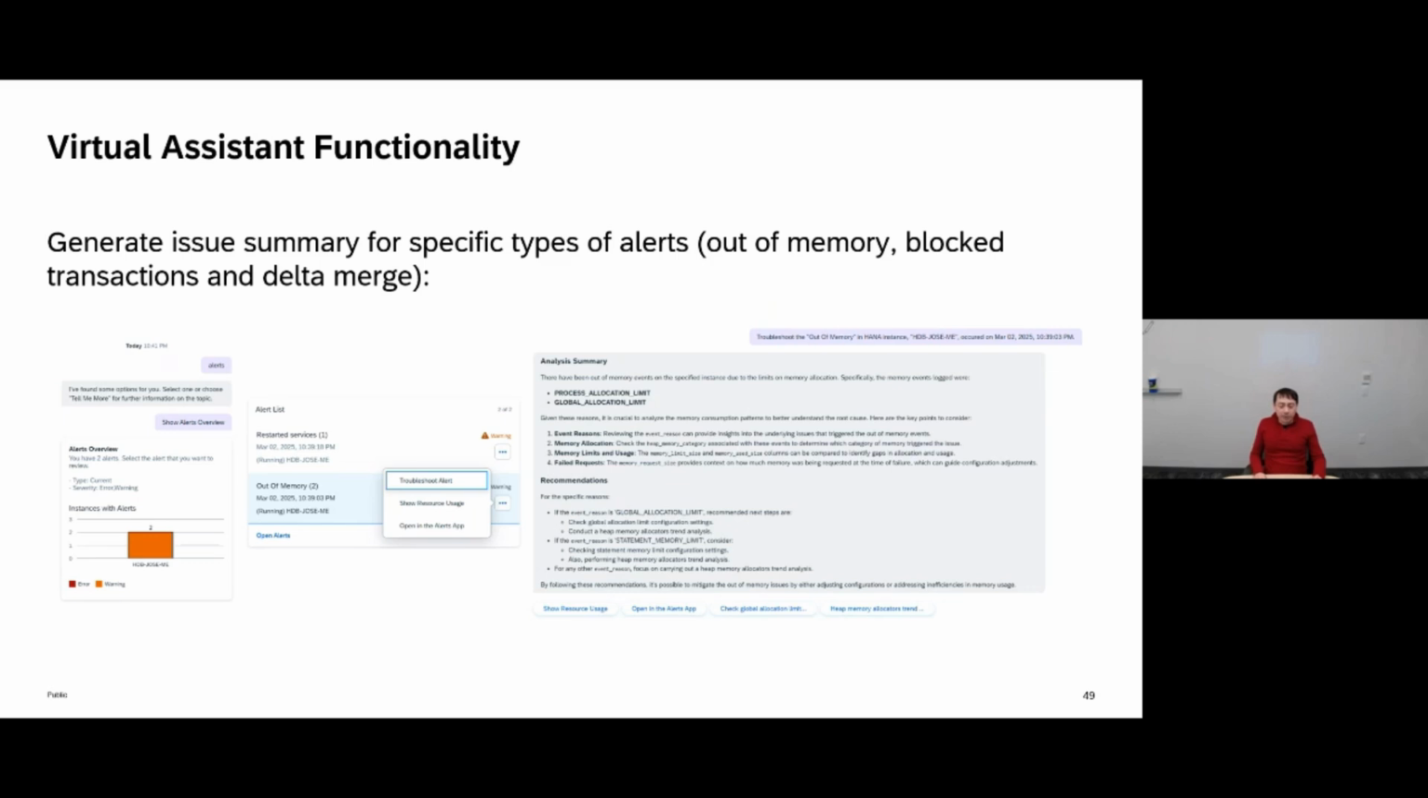Here's another example. This is about an out-of-memory error. Basically, the idea behind showing you this is that the analysis summary is obviously different depending on the condition that you have, and it's different based on the sources of information that the assistant is pulling and sending to the model to receive back a response that is appropriate for you to consume, and that allows you to troubleshoot the specific alert.